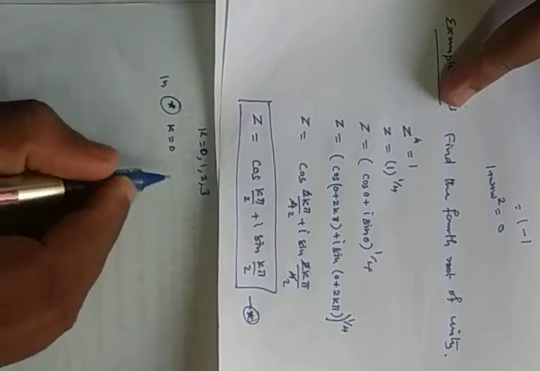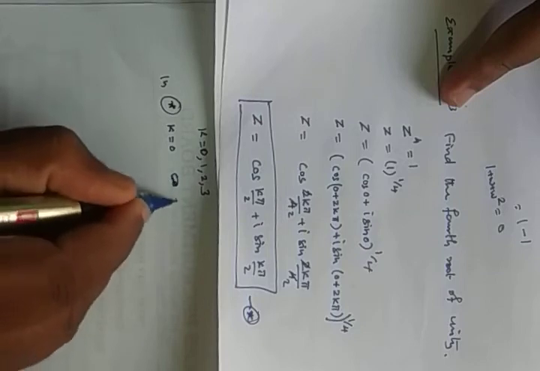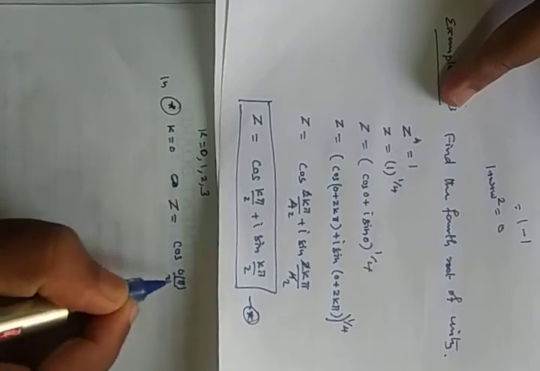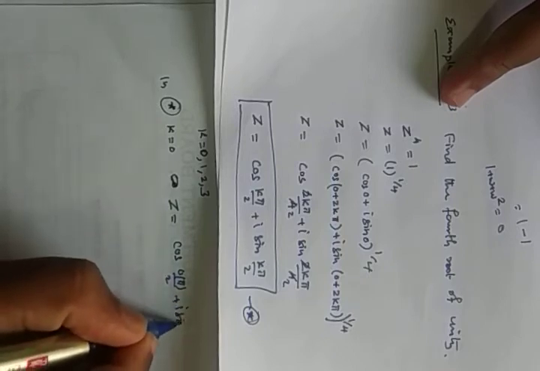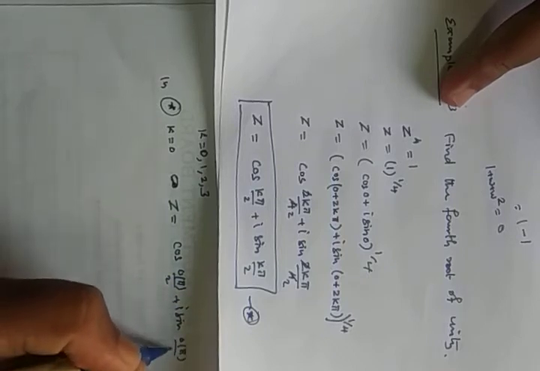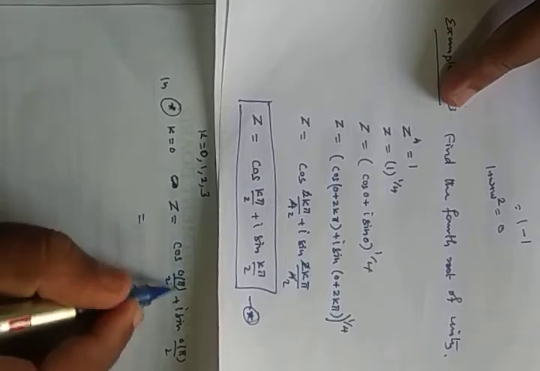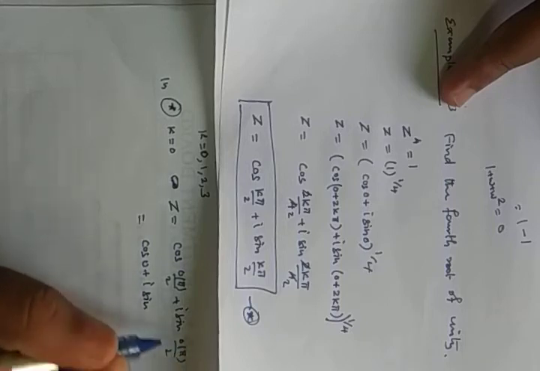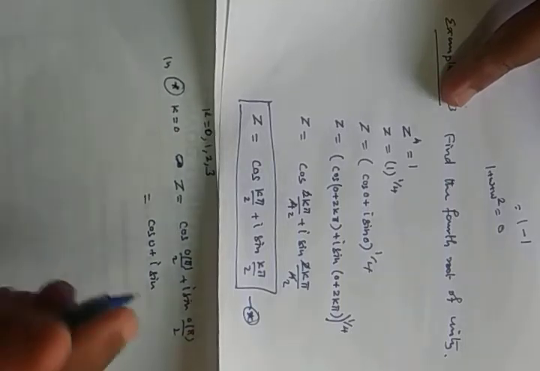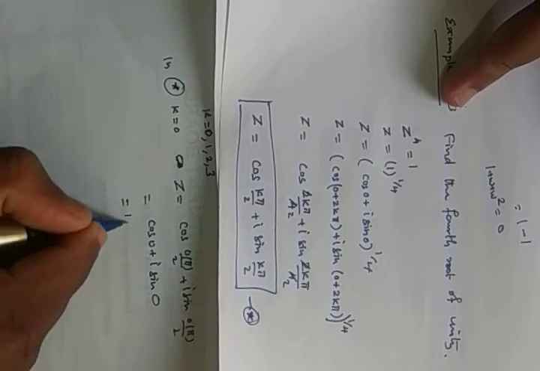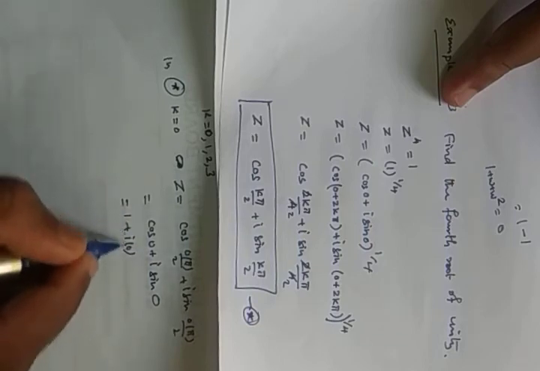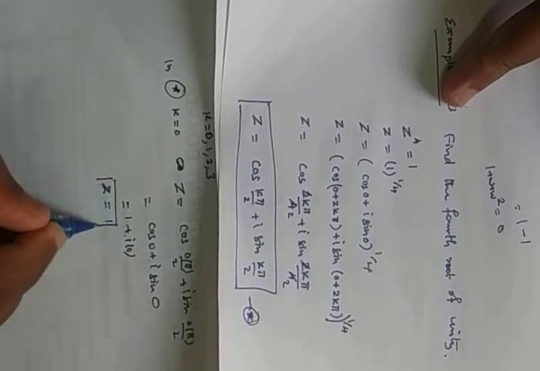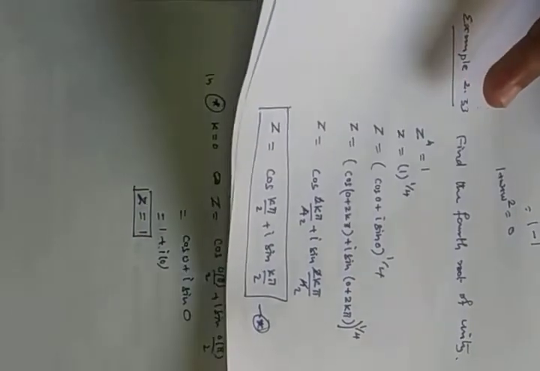Writing k = 0 in star, z = cos(0·π/2) + i sin(0·π/2). 0 into π is 0, so cos 0 + i sin 0. Cos 0 is 1, plus i sin 0, where sin 0 is 0, and 0 into i is 0. So for k = 0, the z value we get is 1. That is the first root.